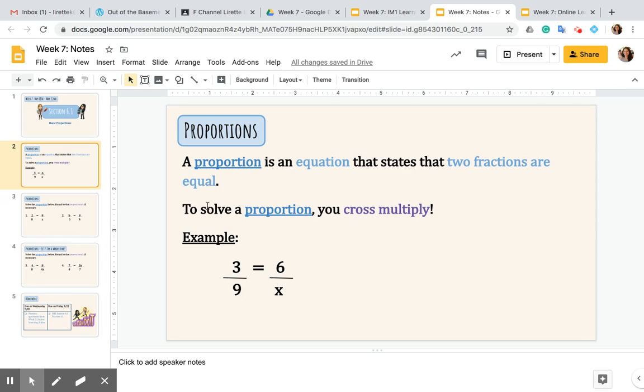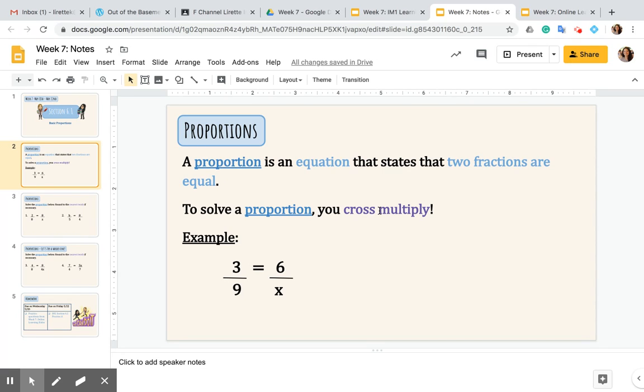So to start, let's look at what the definition of a proportion is. A proportion is simply an equation. See how we have an equal sign? It's an equation that states two fractions are equal. So here I have 3/9, that's one fraction, and it is equal to this other fraction, 6/x, and I don't know what x is, but I can actually solve for the value of x by solving the proportion.